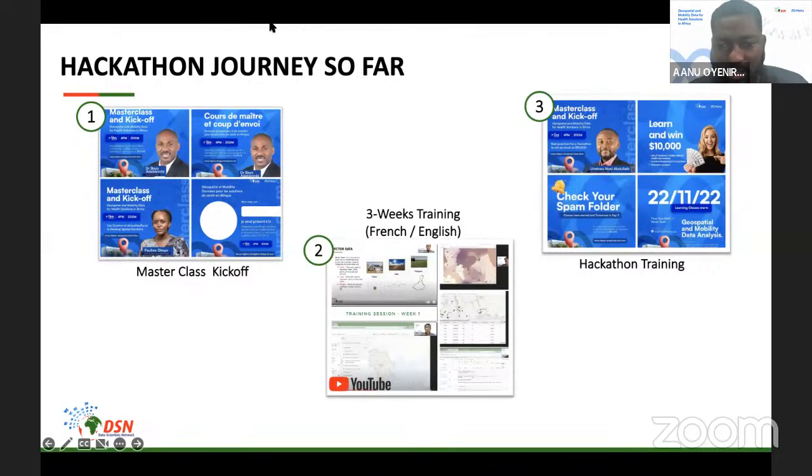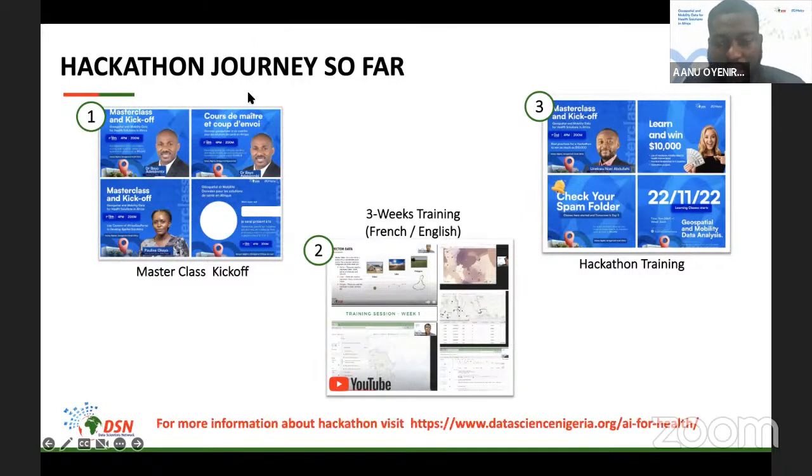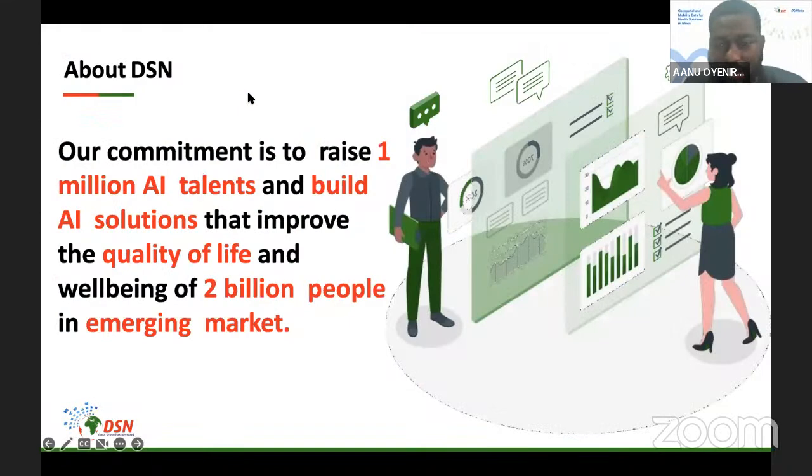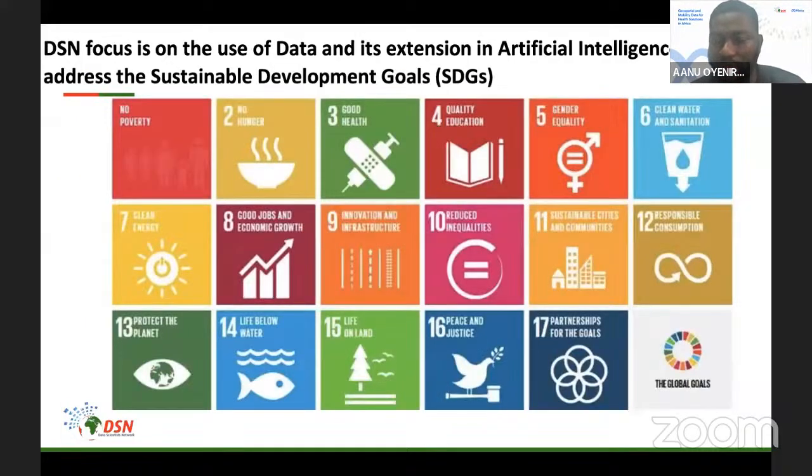I'll quickly run through who we are at DSN. As Wari rightly said, we are Data Scientists Network, formerly Data Science Nigeria. This is as a result of our transition into a global organization, whereby our commitment is now renewed to raise 1 million AI talents and build AI solutions that will improve the life and well-being of 2 billion people in emerging markets. That's our renewed focus as we've transitioned to a global firm.